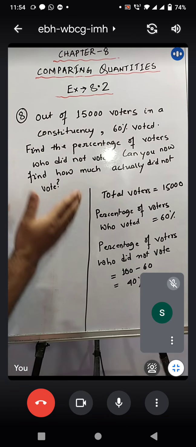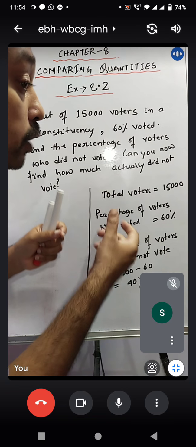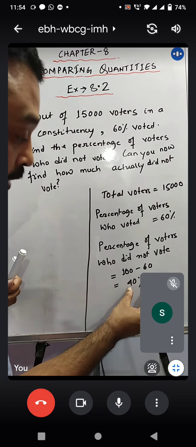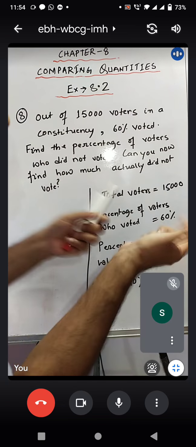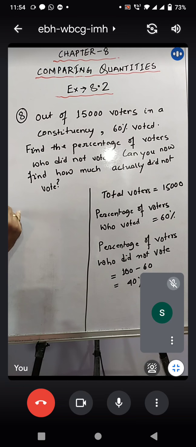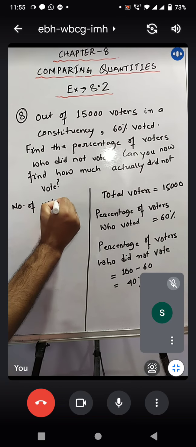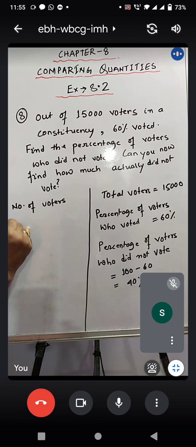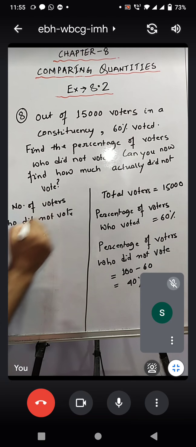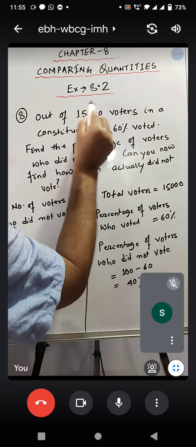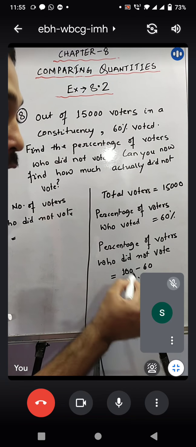Now what is the second part? Can you now find out? Now they are asking how many voters. Now they are asking in numbers. Now we know it in percentage form. Now they want to know how many total voters have not voted. So therefore, the number of voters who did not vote. This is what they want. So out of 15,000 voters, 40% have not voted. So how to find it out?